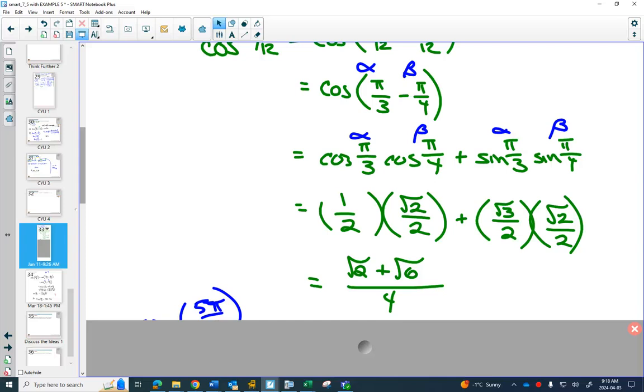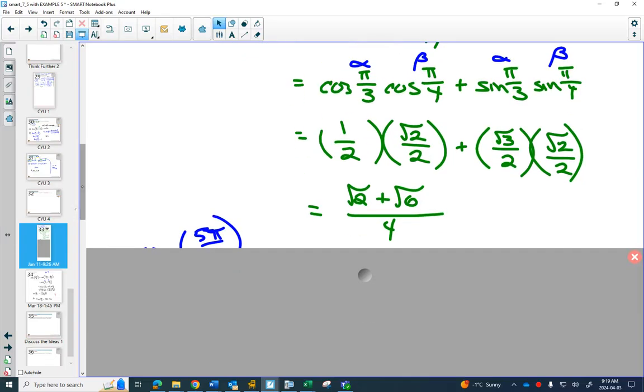And you will find with sine and with cosine that all of your pi over 12 families always have a root 2, always have a root 6, always are divided by 4. But sometimes the root 2 is negative, sometimes the root 6 is negative, sometimes both of them are negative. In this one, both of them were positive. The root 2 is positive, the root 6 is positive, and it's all over 4. And these questions can happen in radians, or they can happen in degrees.